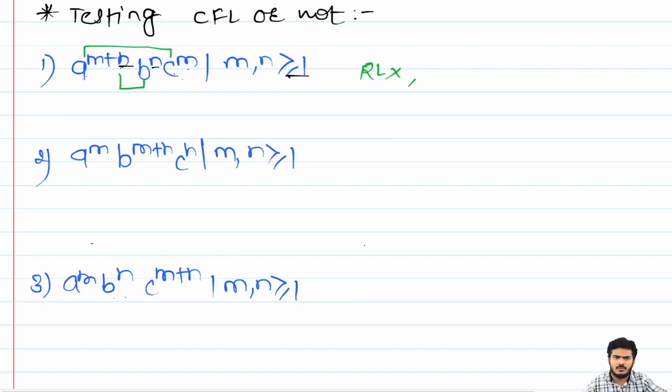Whenever a comes, we push it into the stack. For m a's, I have pushed them into the stack. Similarly for n, we push those a's into the stack. Whenever b occurs, these n b's are compared and the a's are popped using b. Finally, whenever c comes, the remaining a's are popped using c. So for this we are able to design a deterministic PDA. So this is a DCFL. Whenever the language is DCFL, it is a context free language.